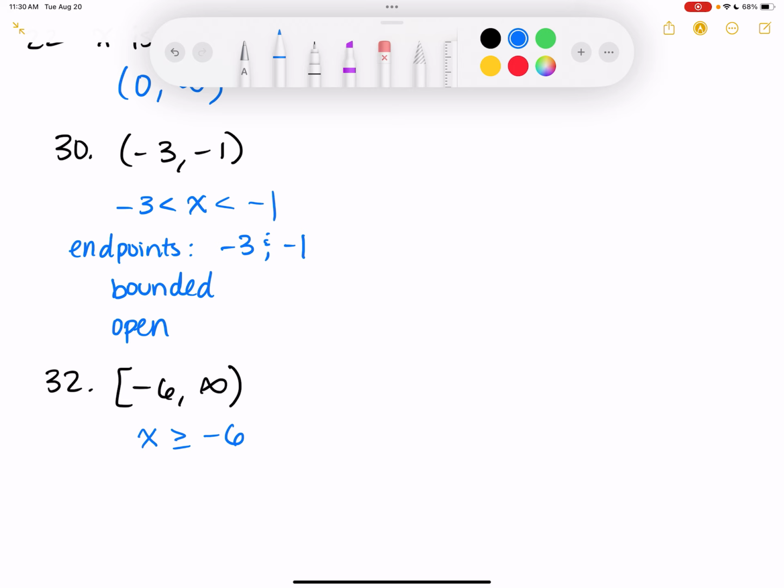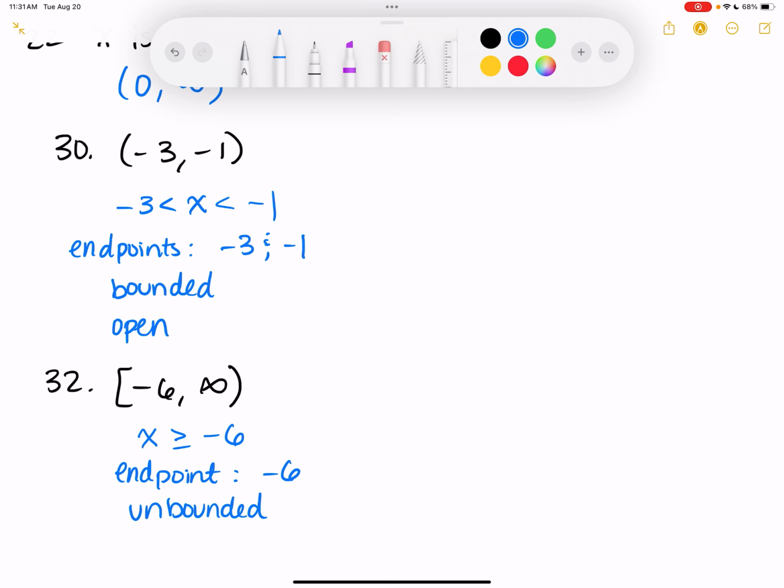Does it have any unbounded endpoints? Does it have any endpoints? It's unbounded on one side, and then bounded on the other. -6 is the endpoint. But then it's unbounded on the other side, right? My question was, are there endpoints? I haven't gotten to the next thing yet. Now, is it bounded or unbounded? Unbounded.